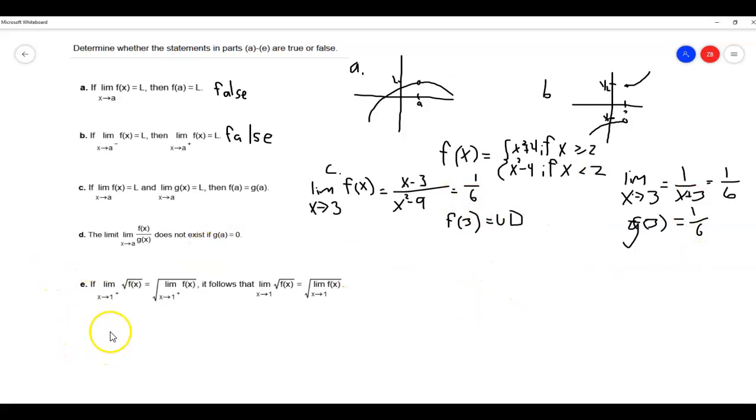All right, the next one says the limit of f of x over g of x as x approaches a does not exist if g of a is equal to 0. Well, if we look at this right here, for a very similar reason as C, we can also find a counterexample for this one. Because in this case, if we let this bottom function, g of x, equal 0, because we plug that 3 in here, and 3 squared is 9, and 9 minus 9 is 0.